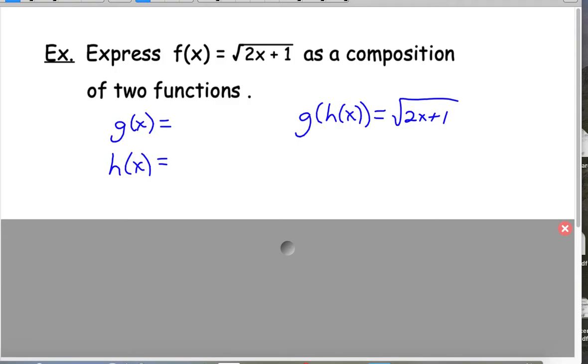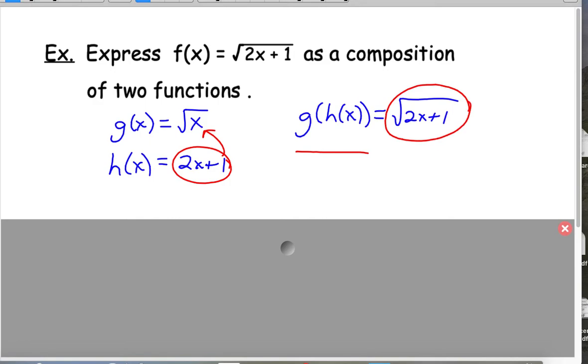Now, there's an infinite number of ways to do this. But usually when I have students do this in class, and I give them a few minutes, a lot of them come up with the same answer, and then a few people have different answers for that. So here's one example. This would be a common example. If h is equal to 2x plus 1, and then g is equal to the square root of x, then when I do g of h of x, I'm going to take this 2x plus 1 and send it to that x in g, and I'll get the square root of 2x plus 1. So that works. That would be one way of doing it.